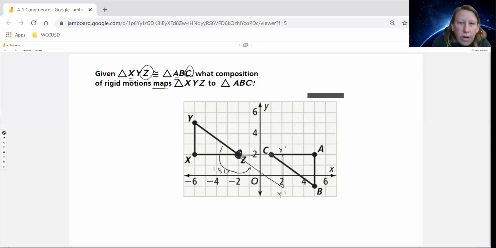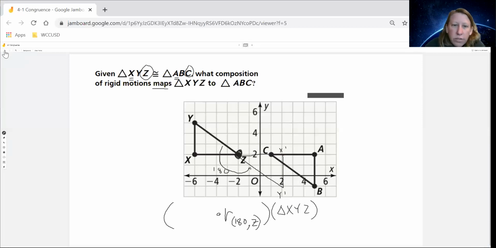So here is how you could write this. We're going to take triangle XYZ and we're going to do a composition of transformations, of rigid motions. The first thing we're going to do is rotate around point Z. Oops, I did that wrong. Oh, what did I do, you guys? I did a reflection. I need a rotation, lowercase r. And I'm going to go 180 degrees about point Z.